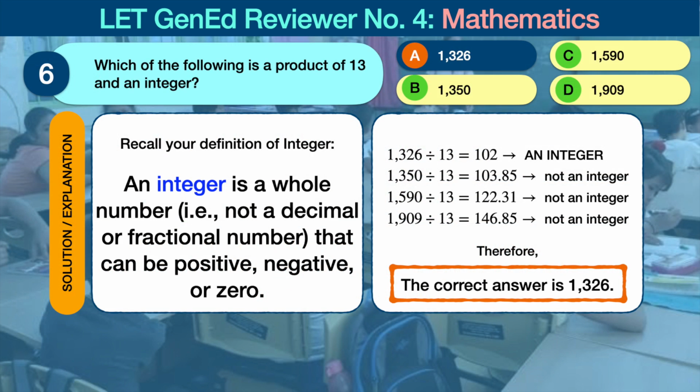The correct answer is A. 1326. To find the correct answer, we need to divide each of the given answer choices by 13. 1326 is the only choice which, when divided by 13, results in an integer, that is, a whole number.